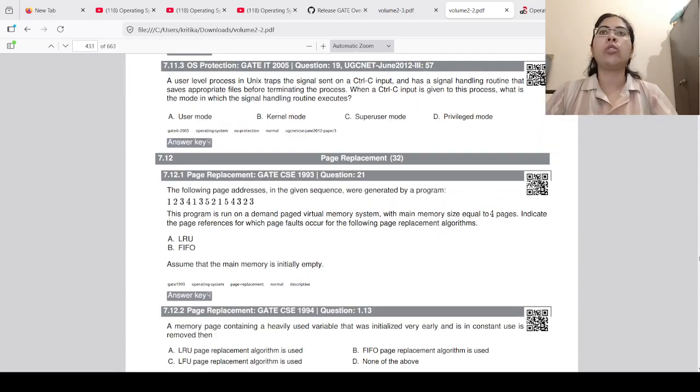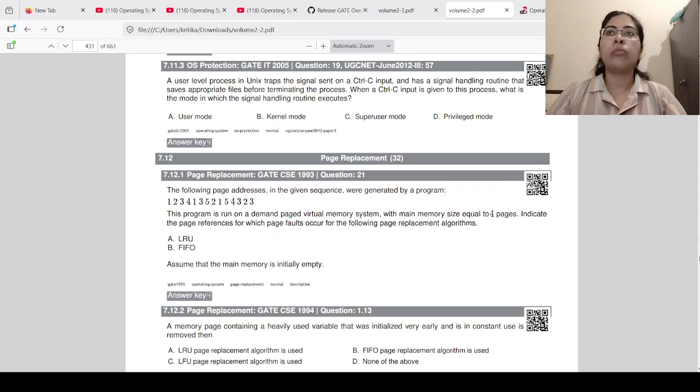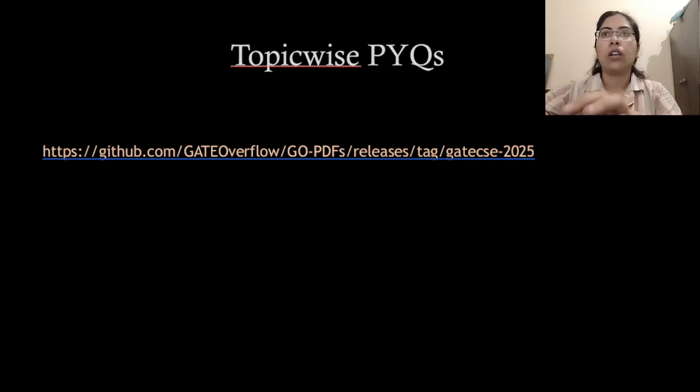Make a separate notebook, and solve the PYQs one by one, topic wise, in that notebook for the operating system. Okay. So this way, these Gate Overflow PDFs are useful.